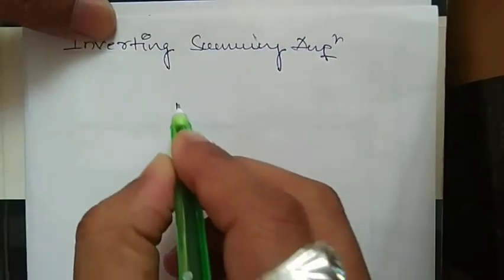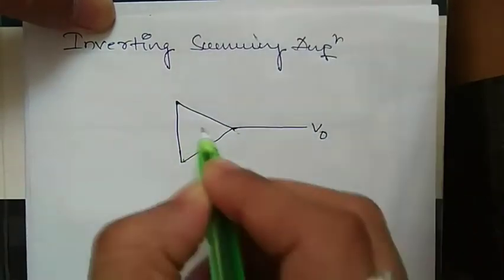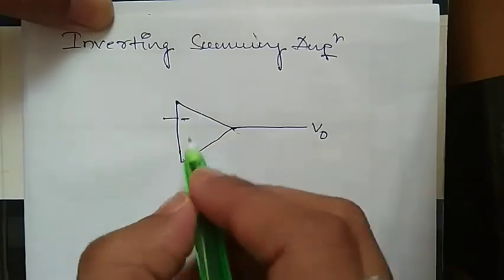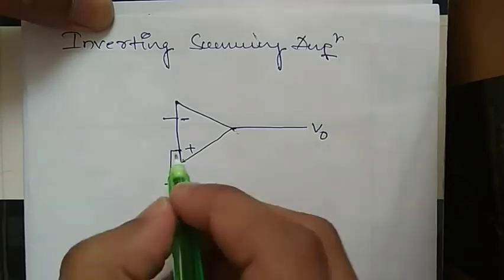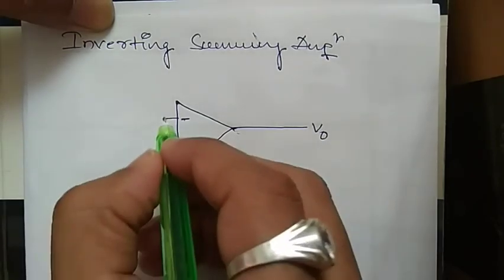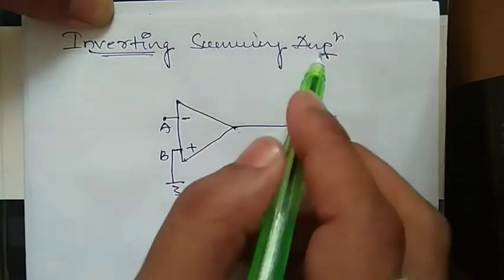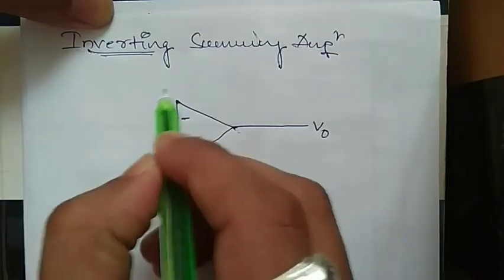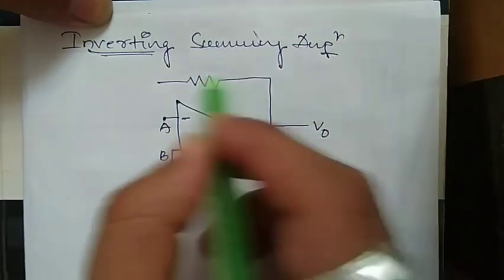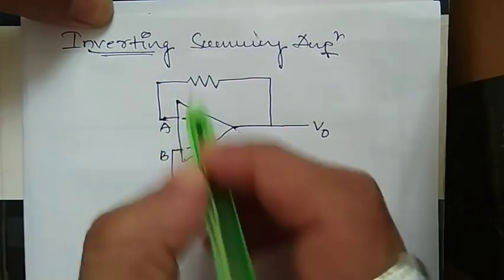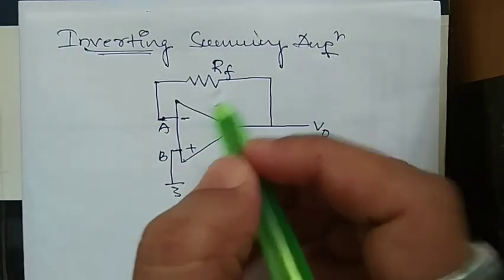So as you should know, inverting summing amplifier means we have to apply input at the inverting terminal, and the non-inverting terminal is connected to where? Ground. This point is considered as B and this point is considered as A. Now, inverting amplifier means we have to consider a feedback network, that is connected from output to the inverting terminal. That network is treated as RF, the feedback resistor, RF.